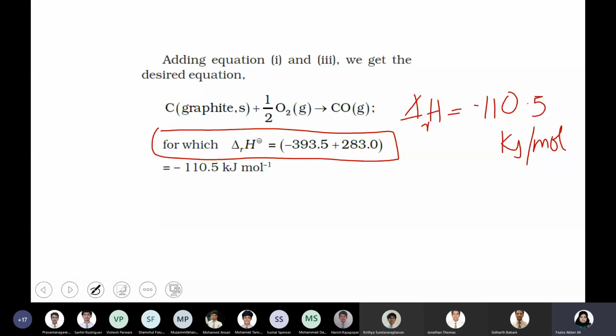If you want, I'll repeat. Should I write it over here? If anybody needs it, please let me know so that I can repeat it. No issues.